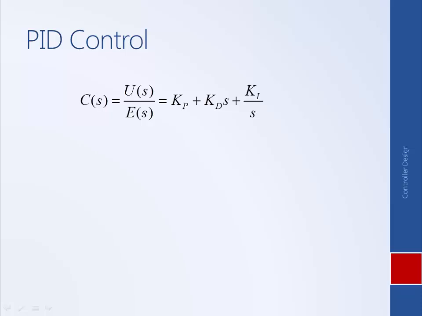And so if you bring the error over, you can see that the controller output is a constant times the error, which is the proportional part. This multiplication of s with the error gives you differentiation, so part of it is proportional to the derivative of the error, and then another part takes the error and divides it by s, which is equivalent to integration in the time domain, and multiplies it again by a constant. And so this part of the control is proportional to the integral of the error.